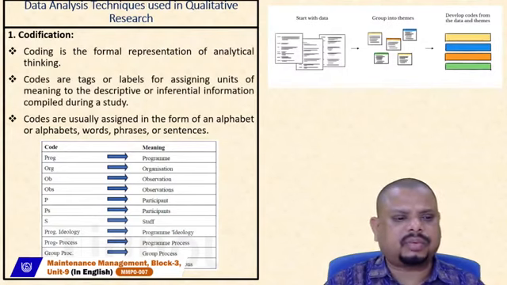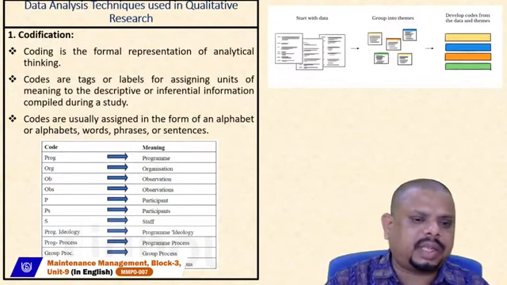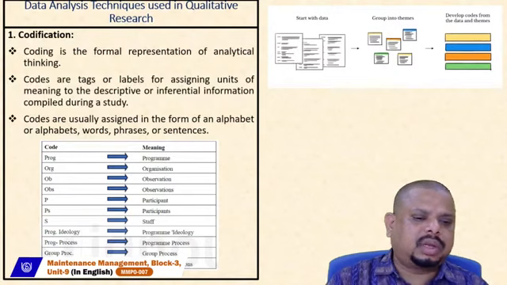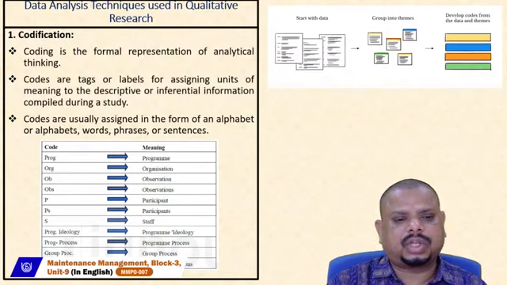So a few examples of coding I have given here. Program is shortly given the code PROG, meaning program. Then ORG stands for organizations. Then OBS stands for observations. P stands for participants, and PS stands for participant. S stands for staff. Then PROG cytology, that is program cytologies. PROG process is program process. Group PROC is group process. Then sub-G is subgroup formations. So these are the common codings given in qualitative research.